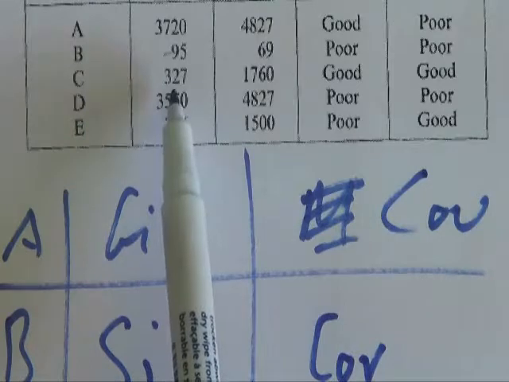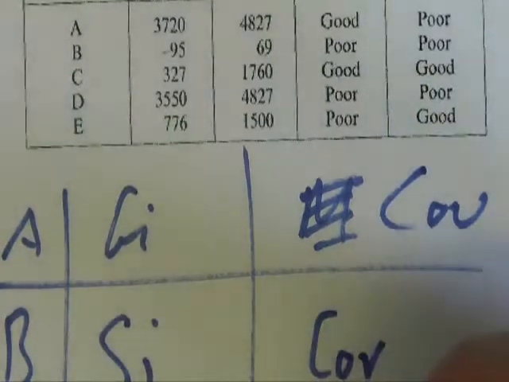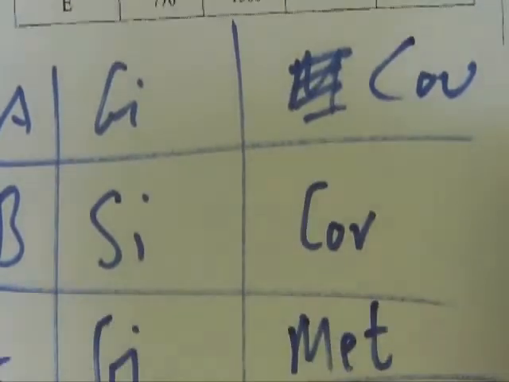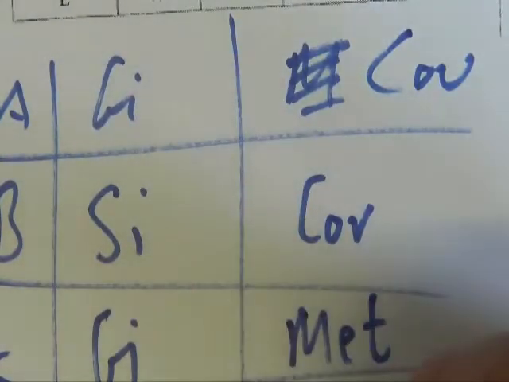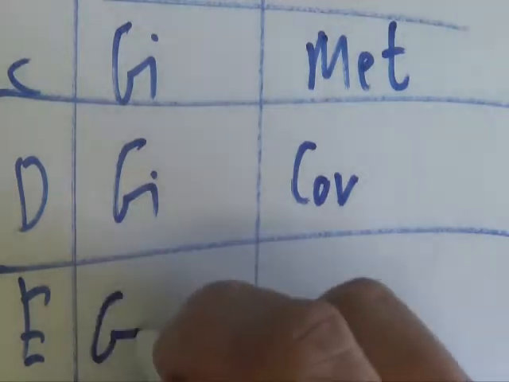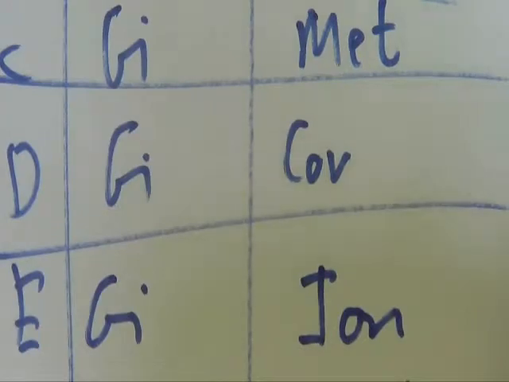C is relatively high-ish melting and boiling point, good conductor as a solid and as a liquid, so that is giant and it is metallic. D has got a very high melting and boiling point and is a poor conductor across the board, so I think that is certainly giant and it is covalent for D. And E has got a highish melting, highish boiling point, doesn't conduct well as solid but does conduct as a liquid, so it is giant but it is ionic.